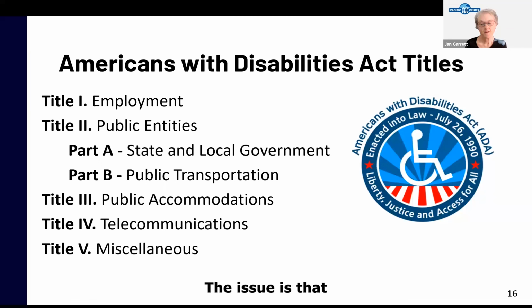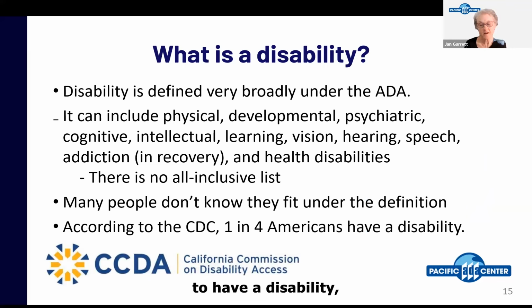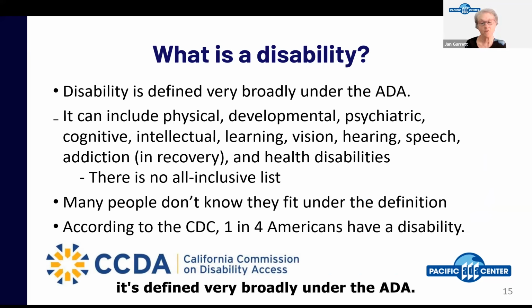This is Jan speaking. Even if you don't consider yourself to have a disability, it is quite likely that you know one or more people with disabilities in your life. So what is a disability as far as what the ADA says? As April was saying, it's defined very broadly under the ADA. There's no all-inclusive list, and it does include all those different physical, developmental, psychiatric, cognitive, intellectual, learning, vision, hearing, speech, and all kinds of disabilities.